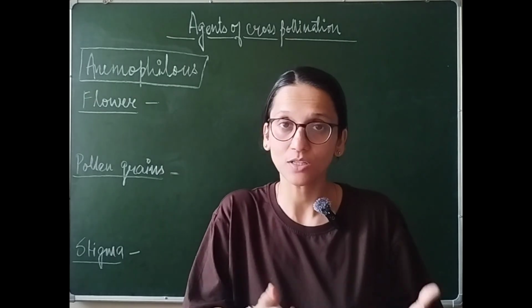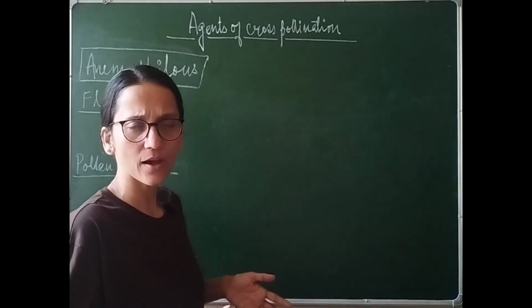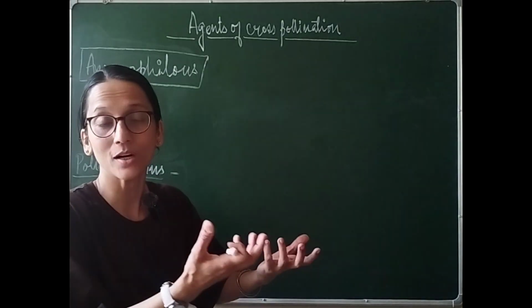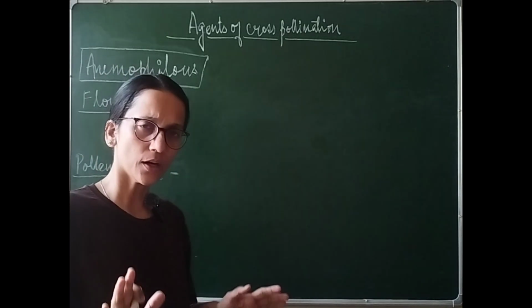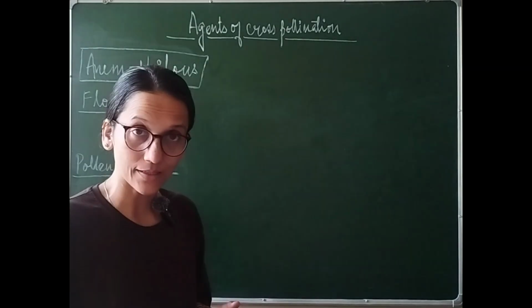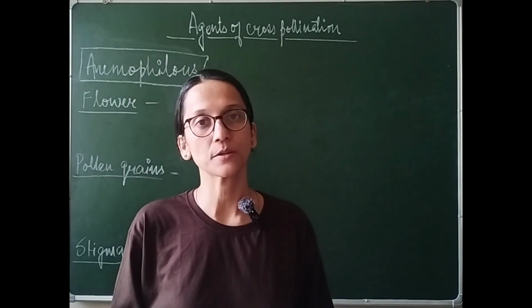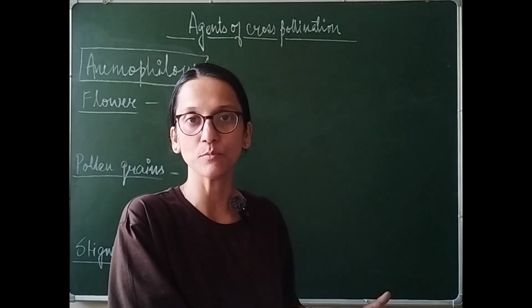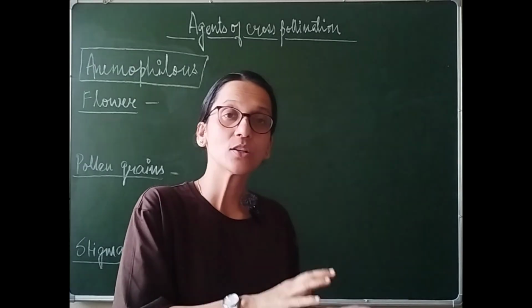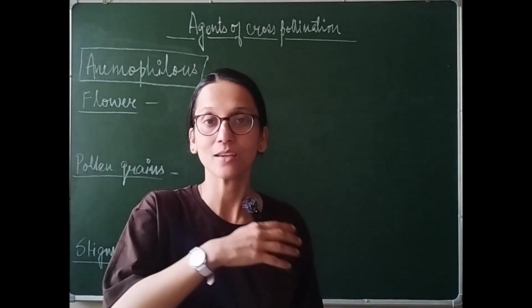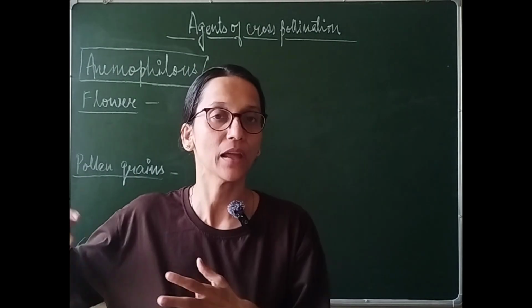The pollinating agent is wind, as a result of which this flower will not have to make itself attractive to attract any pollinating agent. They can afford to be less attractive, but here the number of pollen grains that are produced are way higher compared to any entomophilous flower, because there are chances of loss of pollen grains when they are carried by wind from one flower on one plant to another flower.